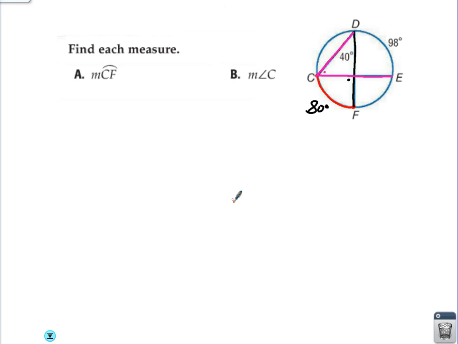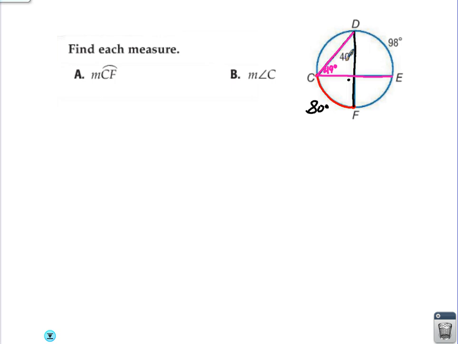40? No, arc. Careful. 40 is an angle. What arc's he eating? Here's his mouth. Here's the inscribed angle. He's eating what arc? Here's arcs. 98. 98 degrees. Your angle will always equal half the arc, so that makes it 49 degrees, right? Could we go further? Sure.